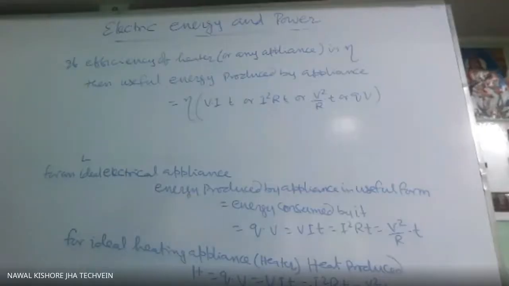So these things you have to keep in mind while solving the numerical. If the efficiency of the appliance is given, that means the energy consumption will not change. According to its efficiency, how much useful energy it is forming, that will change. How much energy is consumed will depend on the potential difference, the resistance of the appliance and the time, or the current passing through the appliance, resistance and time.